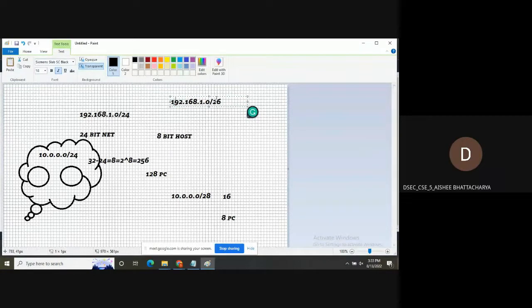Okay, sir. Then 32 minus 28 is 4. So 2 to the power 4 gives us 16. So the requirement is 8. I am giving a question: 192.168.1.0/26. In that case, what happens?